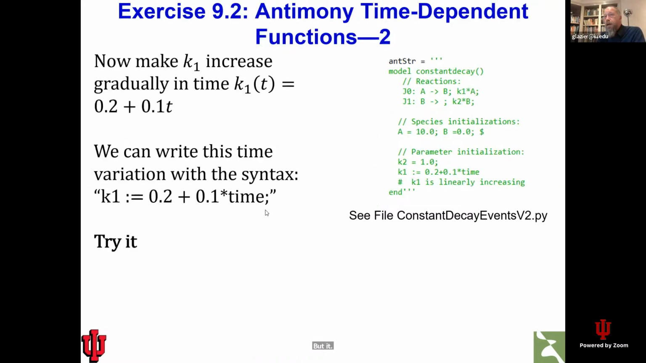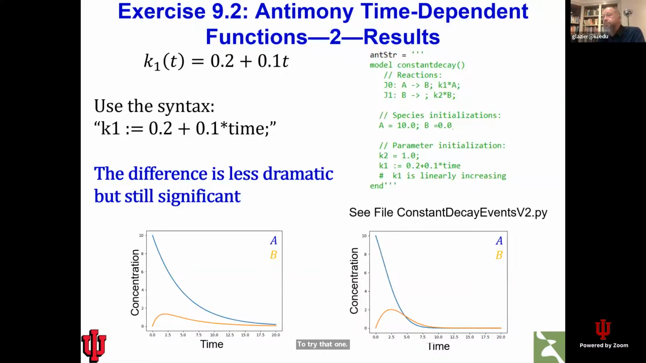Okay. Now let's say K1 is increasing in time. So we could say K1 of t is equal to 0.2 plus 0.1 times t. We'd write that K1 colon equals 0.2 plus 0.1 times time. So try that one. Yeah. Okay. There we go.